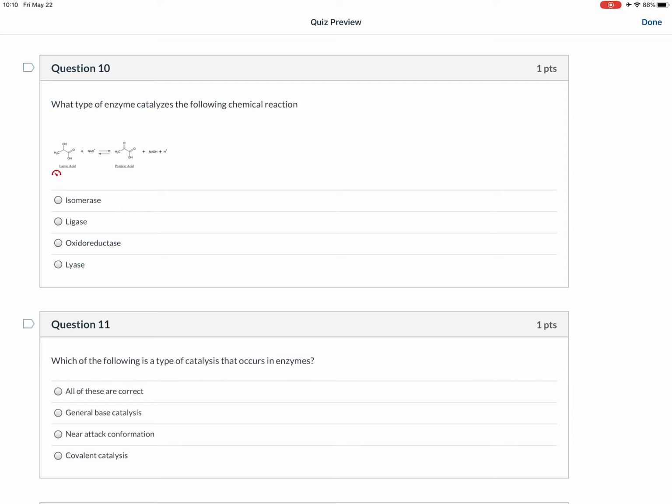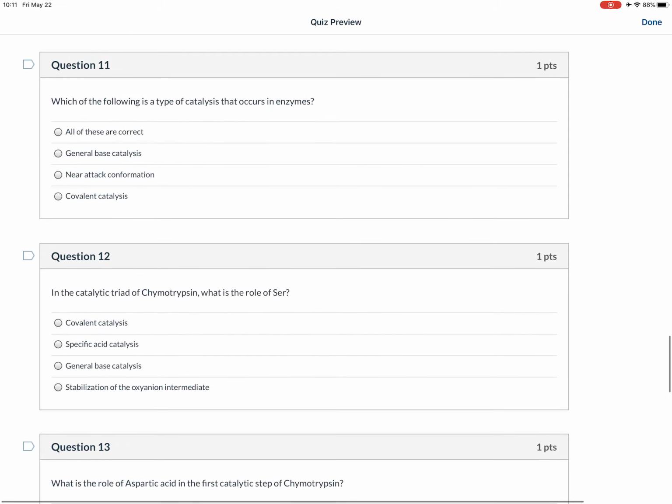What type of enzyme catalyzes this reaction? Well, if you look at what's happening, the hydroxyl group on the top of lactic acid has been oxidized into a carbonyl group, and NAD plus has been reduced to NADH. So this is definitely some kind of oxidation reduction. So we're going to call that an oxidoreductase. Which of the following is a type of catalysis that occurs in enzymes? Covalent catalysis, near attack conformation, and general base catalysis. These are all examples. We didn't go over near attack, but we did talk about covalent and general base catalysis. And so just those 2 being correct means that they have to all be correct.